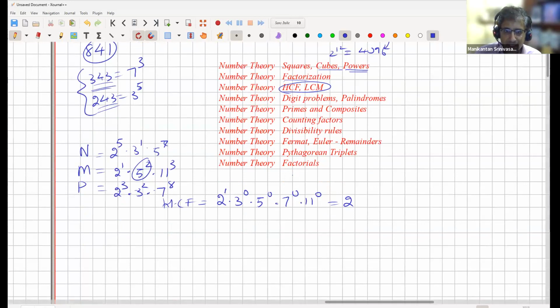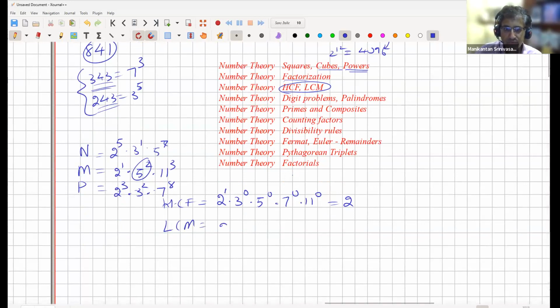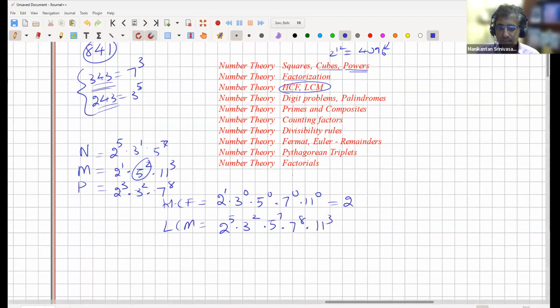Whereas the LCM is the maximum occurrence of each of these numbers. So 2 occurs maximum 5 times. 3 occurs maximum 2 times. 5 occurs 7 times. In the first one, it's 5 power 7. 7 occurs 8 times, and 11 occurs 3 times. So that becomes the LCM. Okay.